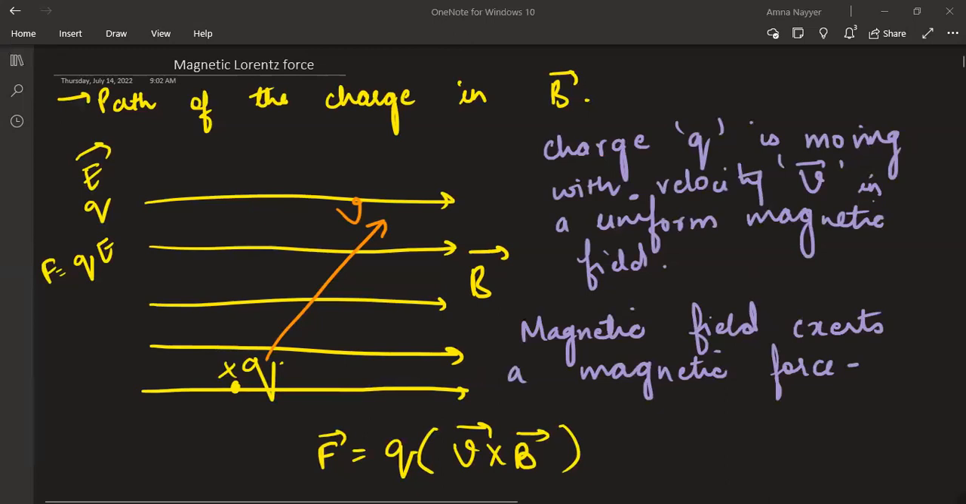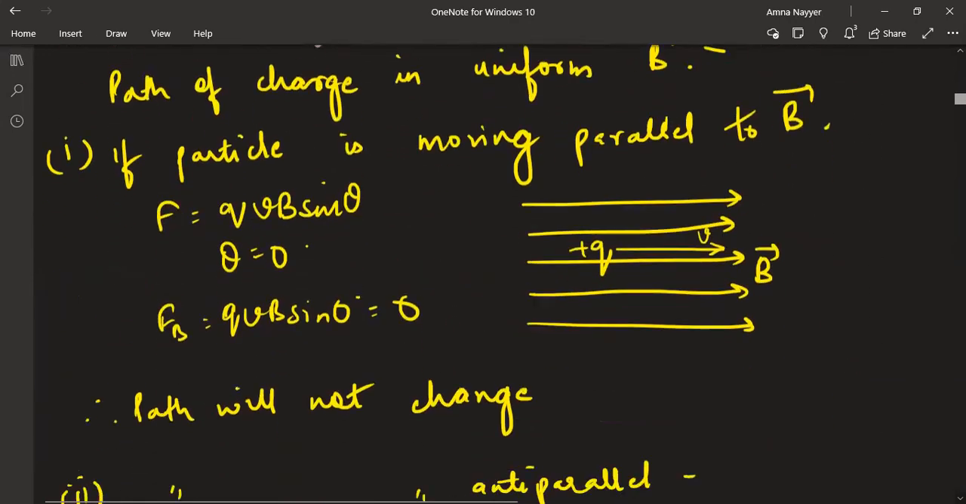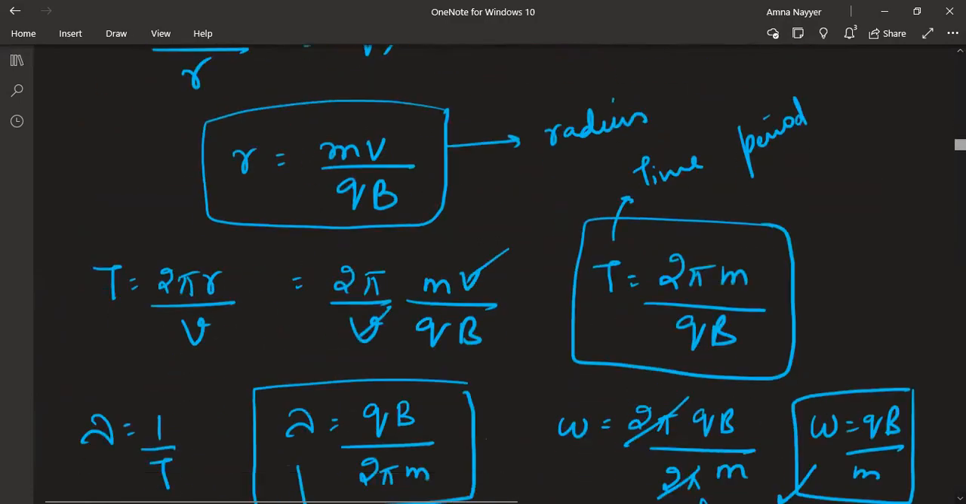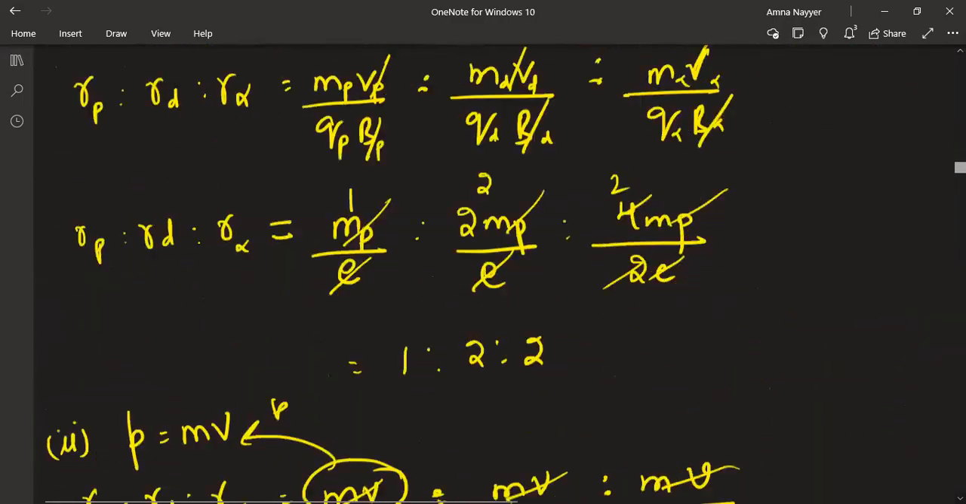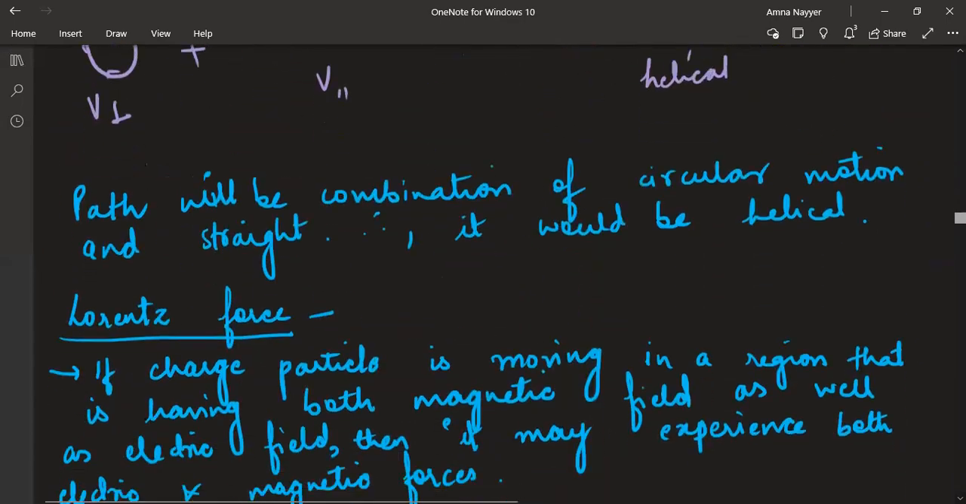For the magnetic Lorentz force, you just have to remember this formula: F is equal to q v cross B, or q v B sine theta. The rest of the things you'll be able to manage once you know the formula. q v cross B is important, or you just remember q v B sine theta.